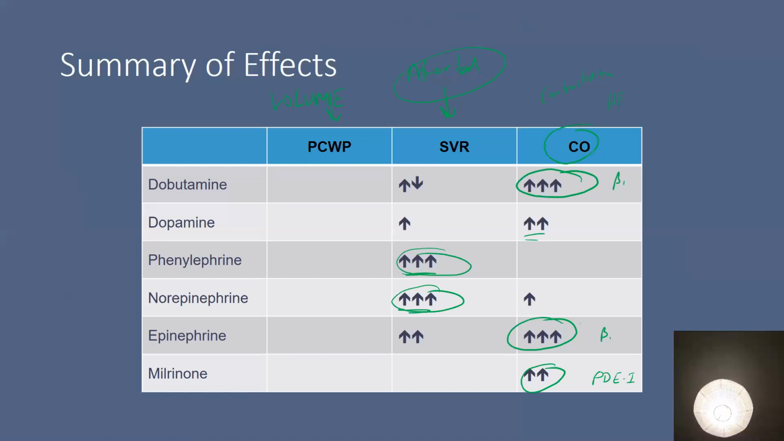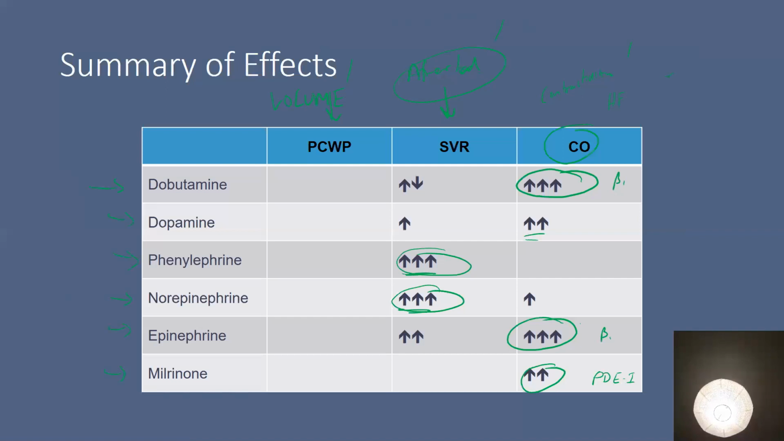All right. So that is the quick summary of hemodynamics, the physiology behind it, and how to pick your pressor. So really that's what it ultimately comes down to, is you walk up to your patient, first question is, why is their blood pressure low? Is it due to a volume problem, an afterload problem, or a contractility problem? Once you know that answer, then you can pick the right pressor.